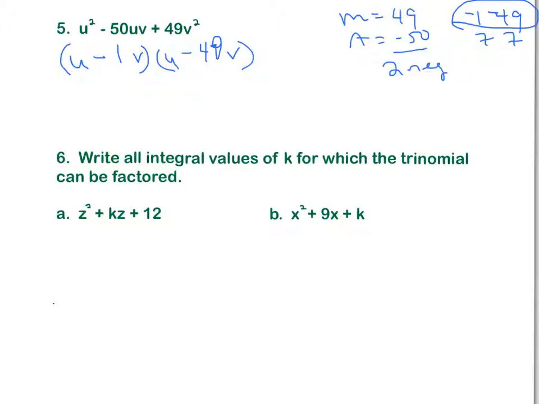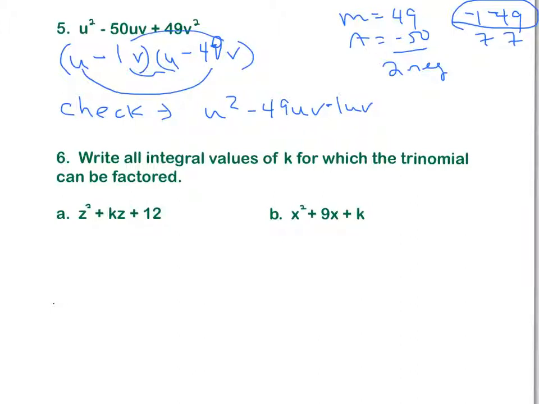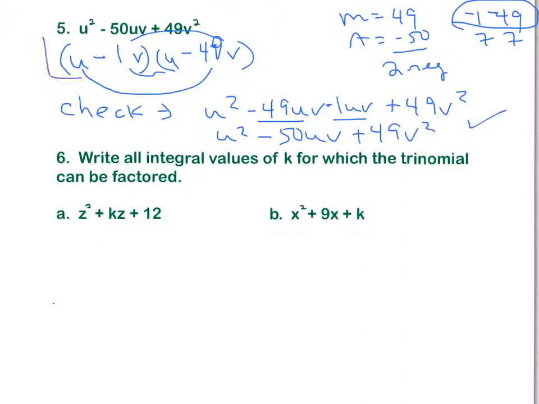Okay, so if you look at this, what's going to happen when I FOIL this, when I check this, I'm going to get u squared. And then when I take this times this, I get negative 49uv and minus 1uv. And then the negative 1v times the negative 49v gives me positive 49v squared. So I get that middle term that I was looking for, and I get the v squared at the end. So I know that these are my factors of u squared minus 50uv plus 49v squared.